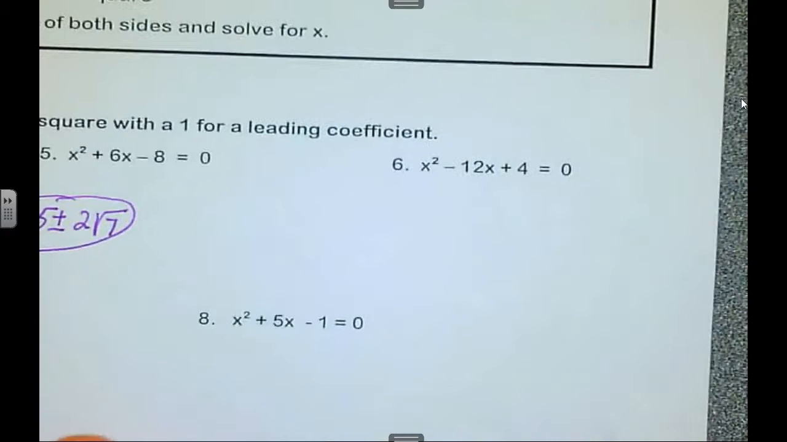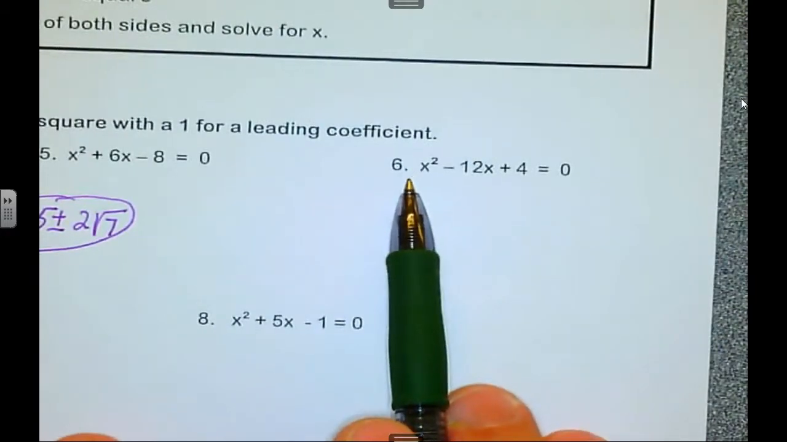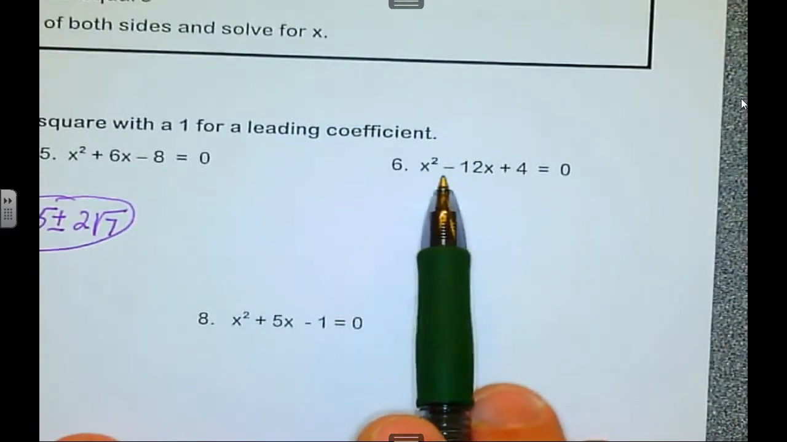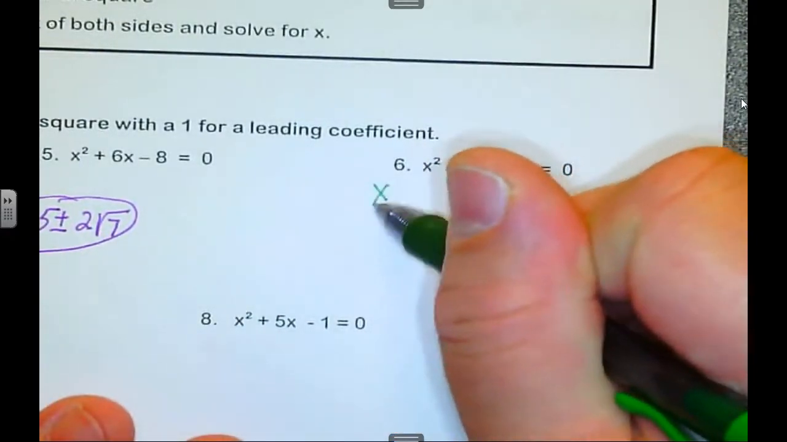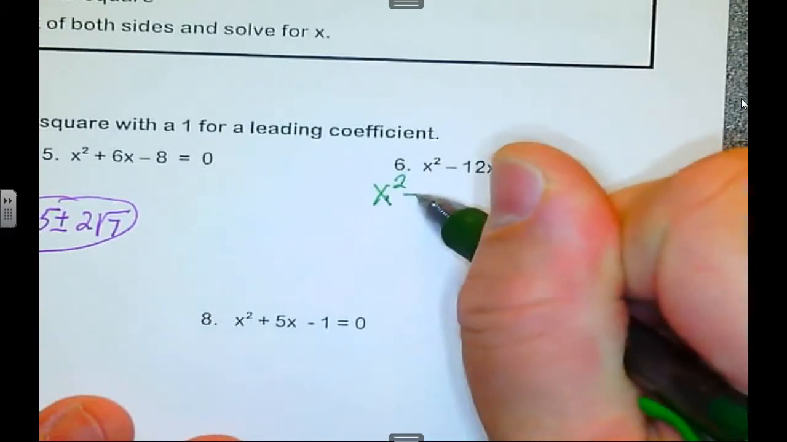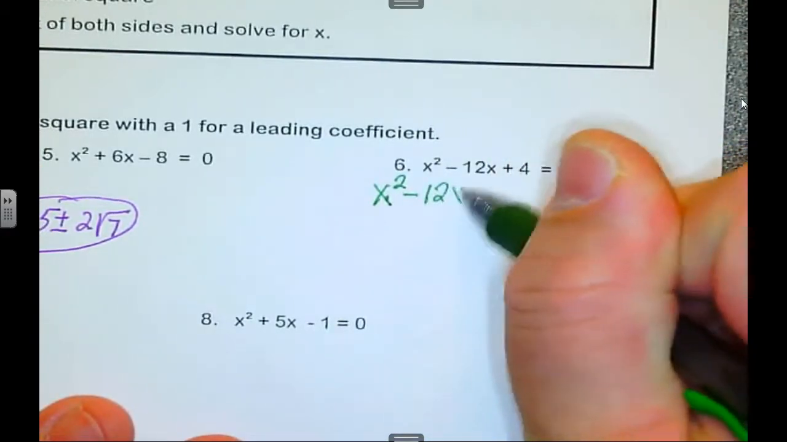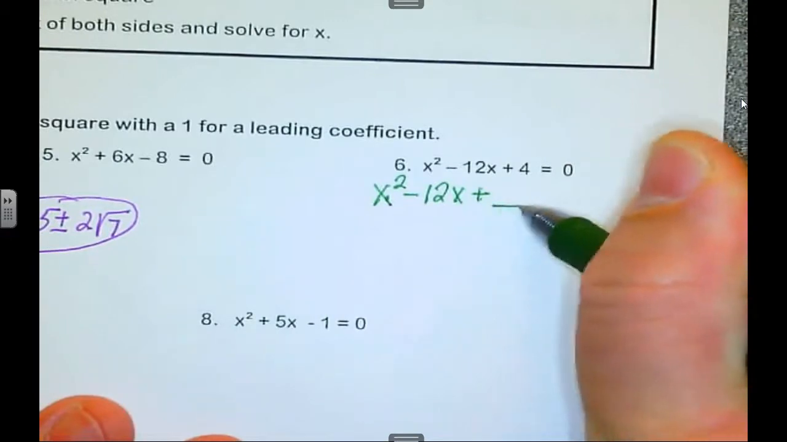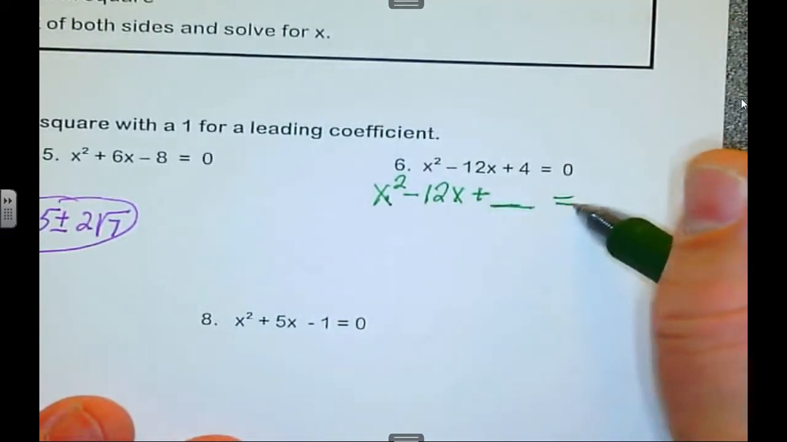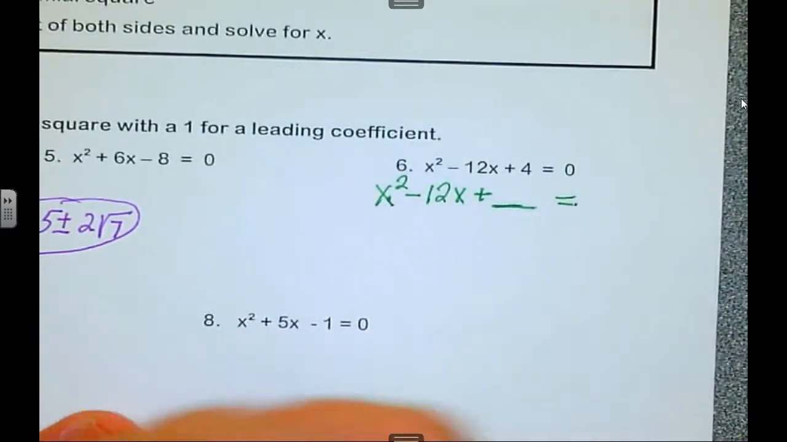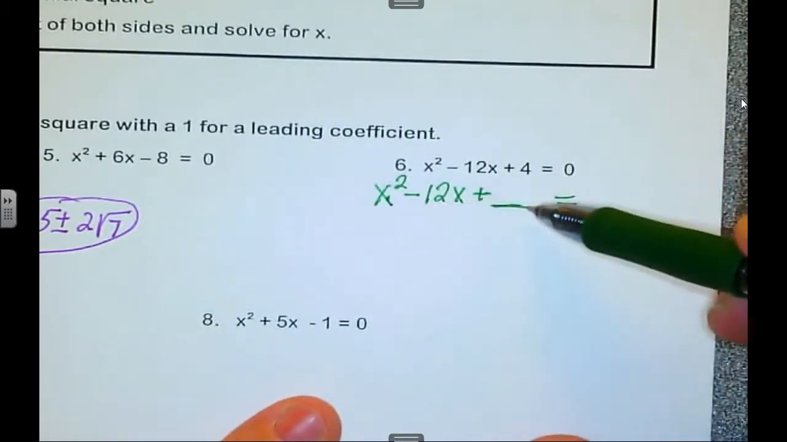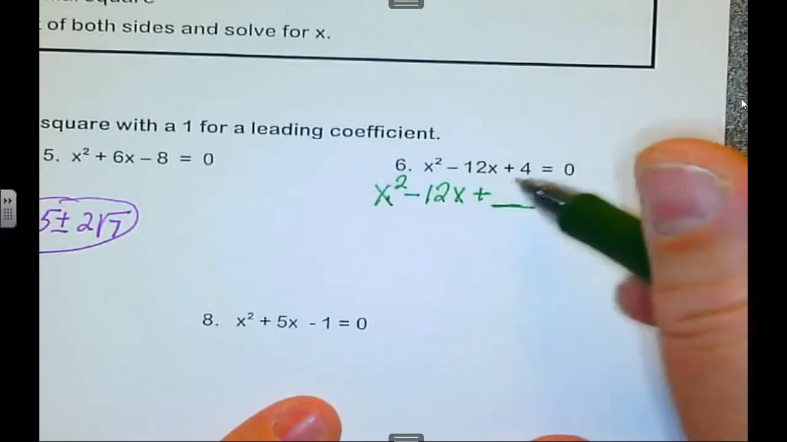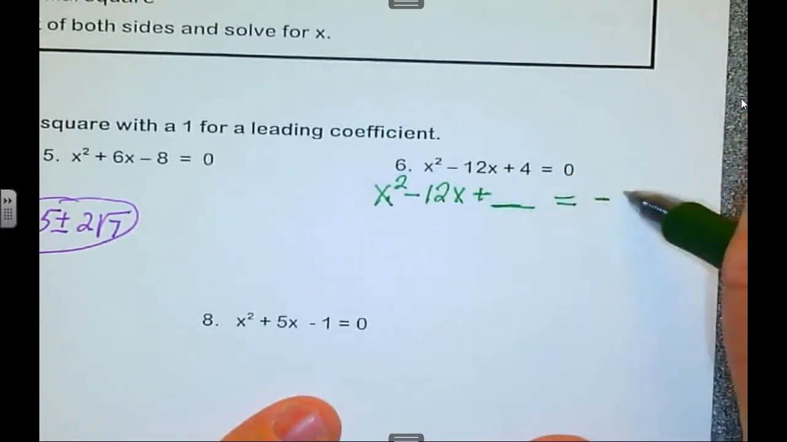All right, number 6. My coefficient is 1 for the x squared. I'm going to put it in the form of x squared minus 12x, right? So x squared minus 12x. I'm going to add to it the perfect square so I can make it a perfect square binomial. I need a perfect square trinomial. I'm going to subtract 4 from both sides.